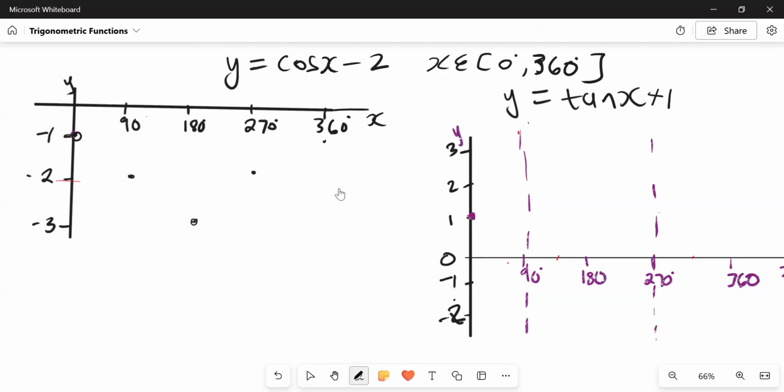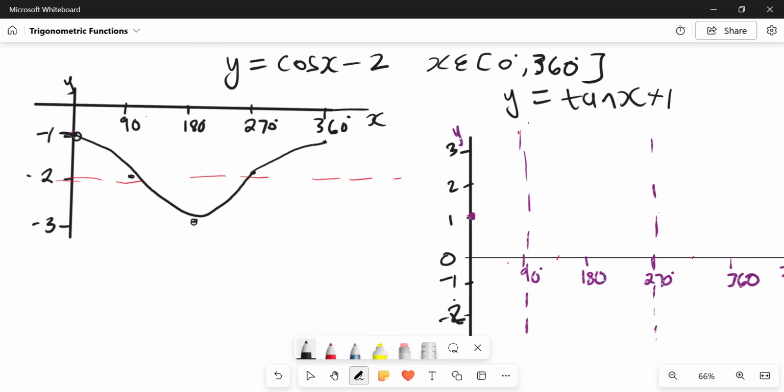So with that being said, this becomes our new origin. So you'll have something like this. So this is your graph of cos x minus 2, meaning the graph went down by 2 units. The graph went down by 2 units, right?